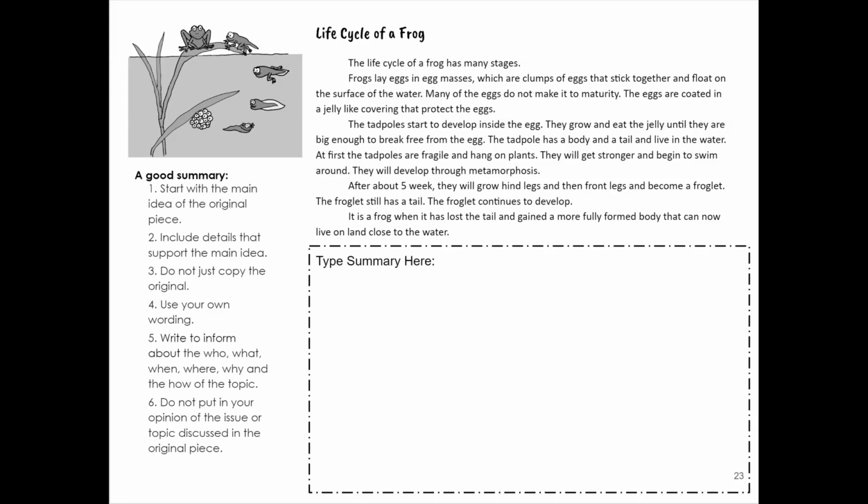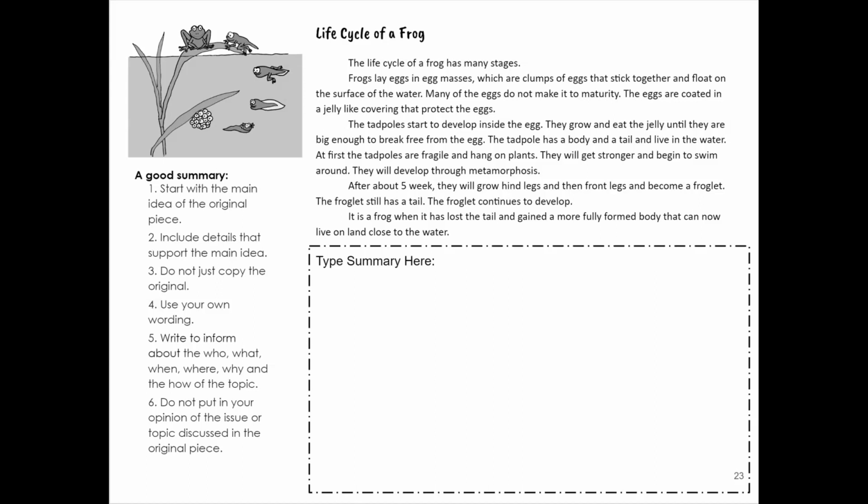At first, the tadpoles are fragile and hang on to plants. They will get stronger and begin to swim around. They will develop through metamorphosis. After about 5 weeks, they will grow hind legs and then front legs and become a froglet. The froglet still has a tail. The froglet continues to develop. It is a frog when it has lost the tail and gained a more fully formed body that can now live on land close to the water.